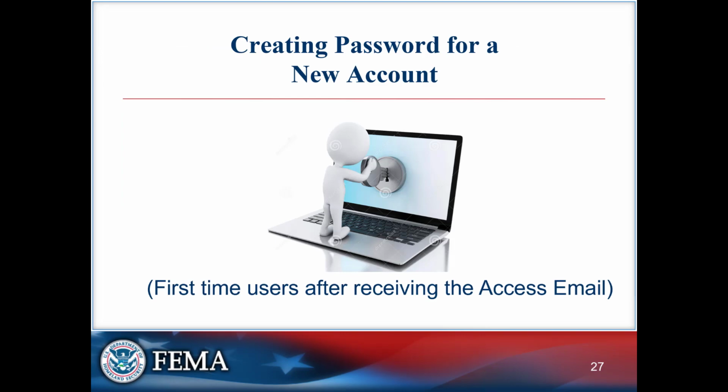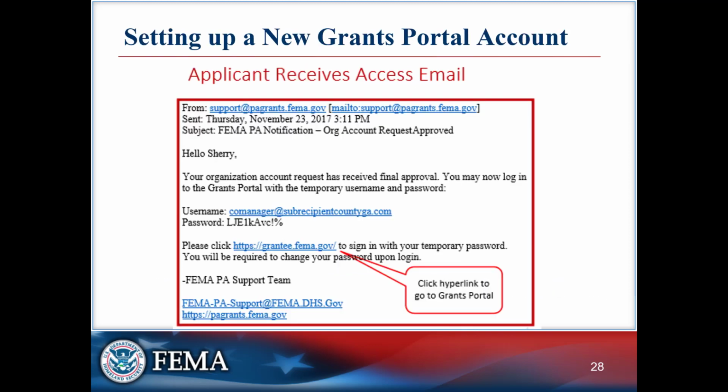Okay, we are going to talk a little bit about what happens once your request to create an account is approved. You should receive an email, we can call it the access email, where you will receive a username and a temporary password after submitting your registration. It may not look exactly like this, but something to this effect with a username, a temporary password, and a URL, grantee.fema.gov, to sign in with your temporary password and get started.